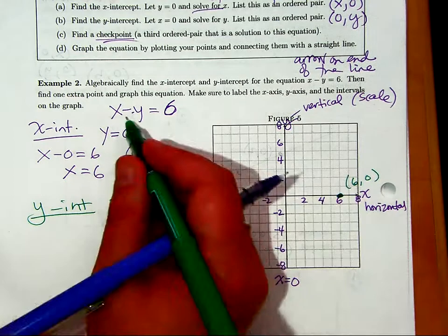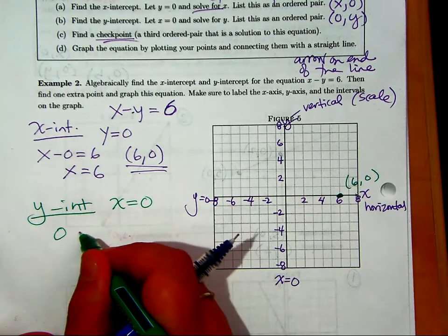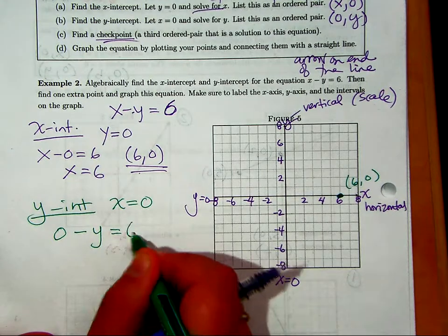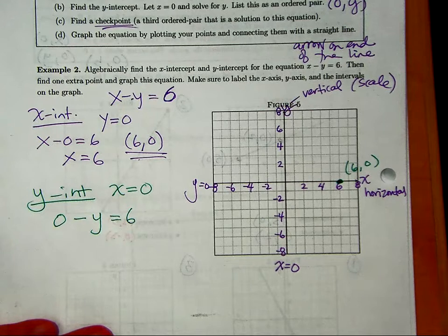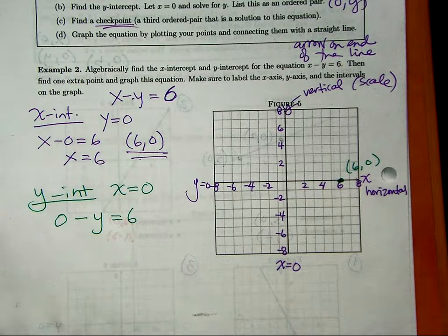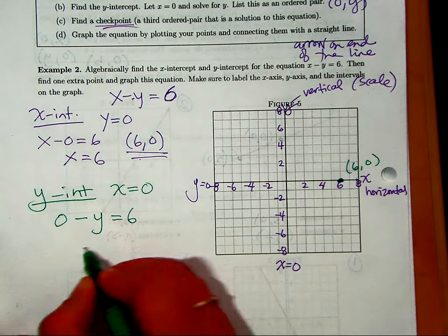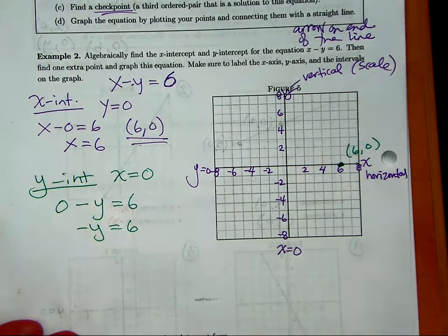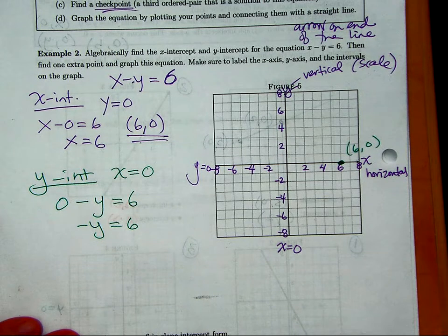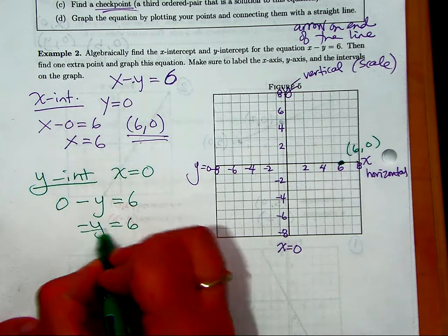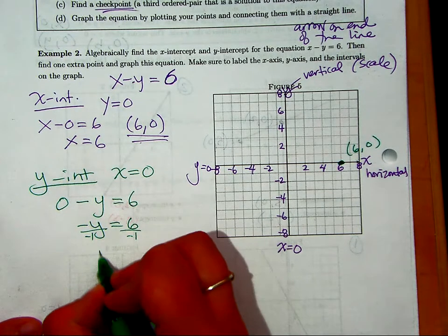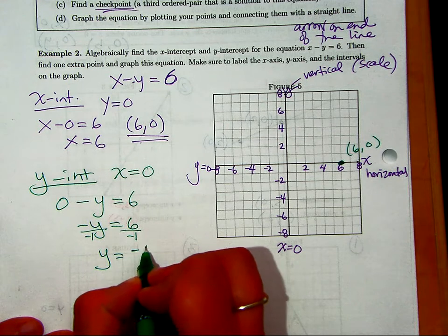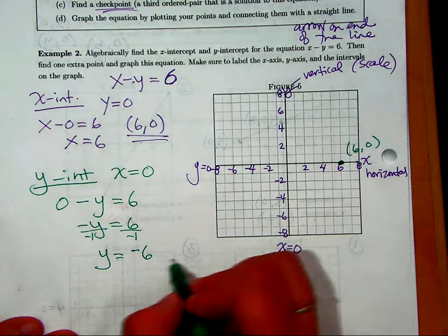So if I set x equal to 0, 0 minus y equals 6. How do I solve for y now? What's 0 minus y? Minus y. Minus y equals 6. Did I get y by itself? What do I need to do to get y by itself? Yeah, divide by -1. Y equals -6. So what's my ordered pair?